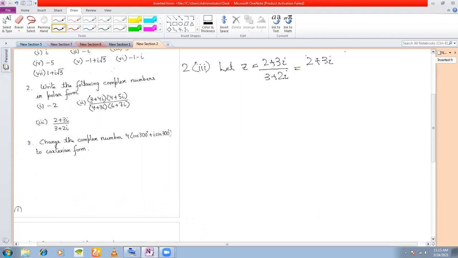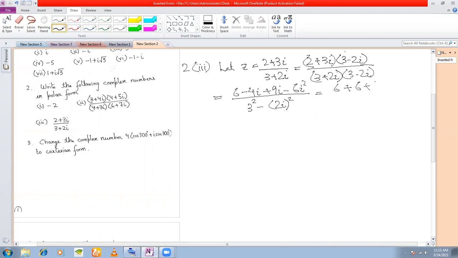So (2 plus 3i) into (3 minus 2i) divided by (3 plus 2i) into (3 minus 2i). Now, if you multiply in the numerator, you're going to get 6 minus 4i plus 9i minus 6i square, and the denominator of the form a square minus b square. So you get 3 square minus (2i) whole square. Here, if you put i square equal to minus 1, you get 6 plus 5i in the numerator, and in the denominator you get 9 minus 4i square.